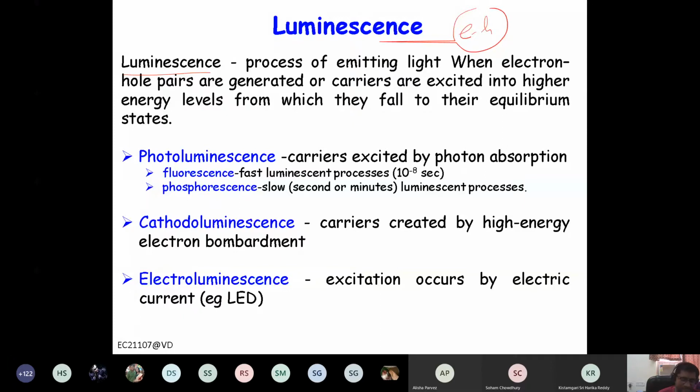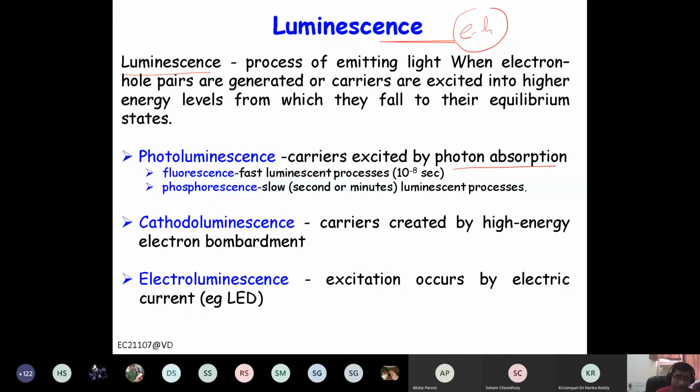So the generated carriers, when they recombine, produce light, and that is called luminescence, right? Now these generated carriers can come from different mechanisms. If these generated carriers are coming from photon absorption, the process is called photoluminescence.